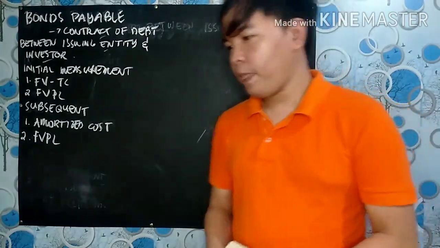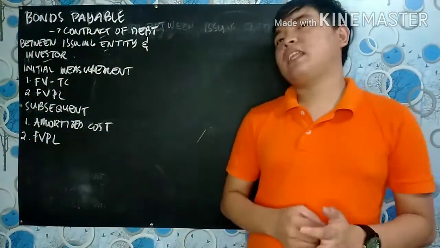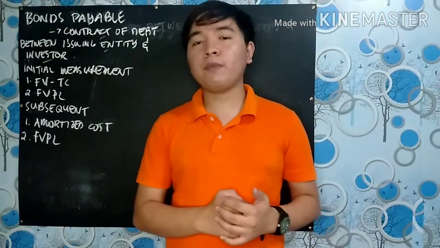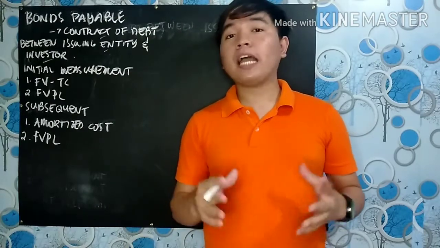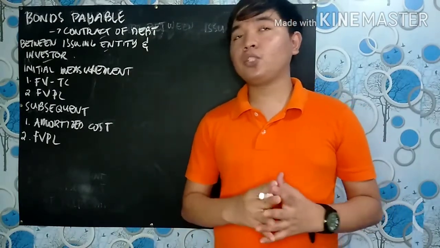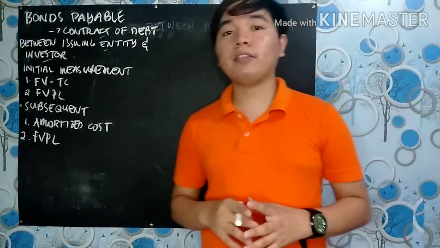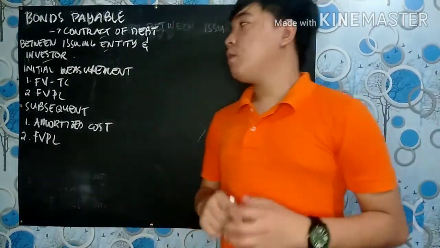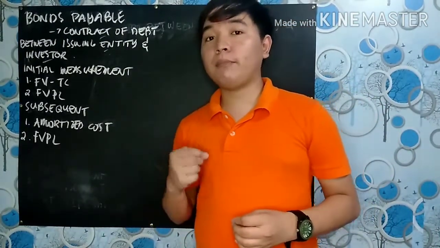So, ayun. Tapos na po tayo on recognizing the bonds payable. Nalaman na natin yung formalities of bonds payable, yung voting power, yung types of bonds payable, bond indenture, nasabi na rin natin. So, magtungo naman tayo sa initial measurement of bonds payable. When we say initial measurement, kapag nag-issue tayo ng bonds, paano ba natin siya mini-measure?